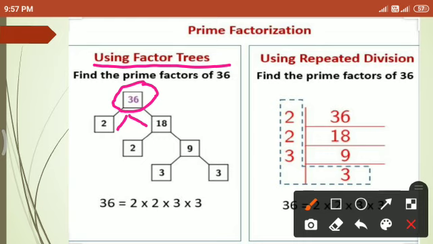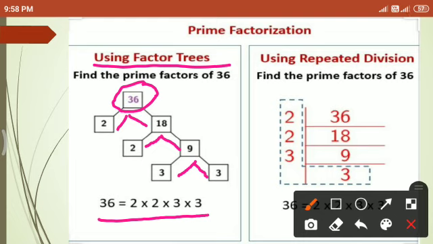Now we have to find out the factor of 18. That is 2 9s are 18. And now we have to find out the factor of 9. That is 3 3s is 9. So what are the factors of 36? That is 2 into 2 into 3 into 3 are the factors of 36. Clear? So this is the factor tree method.